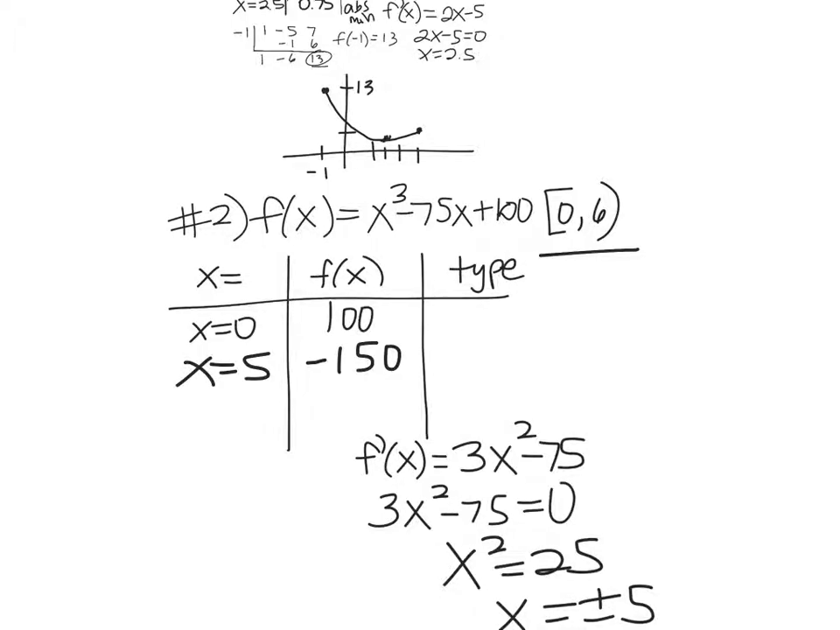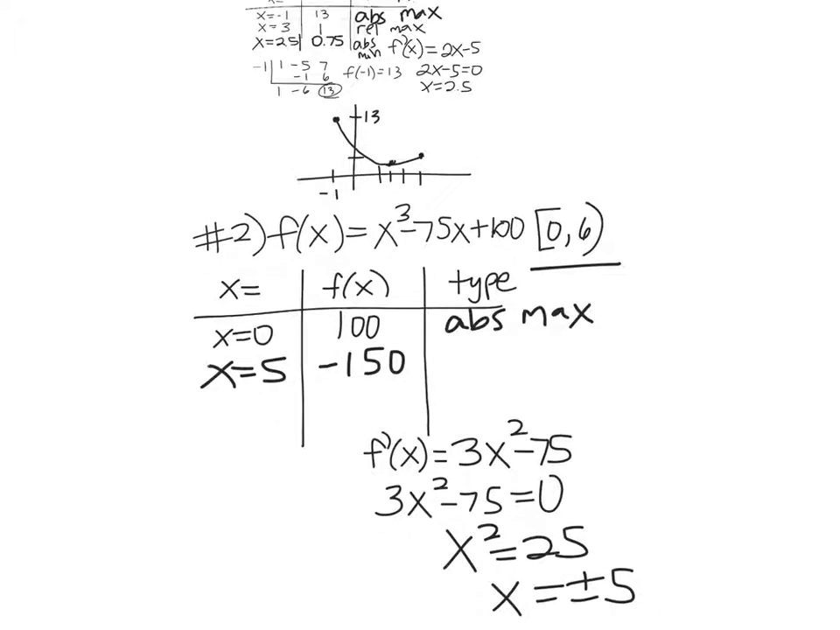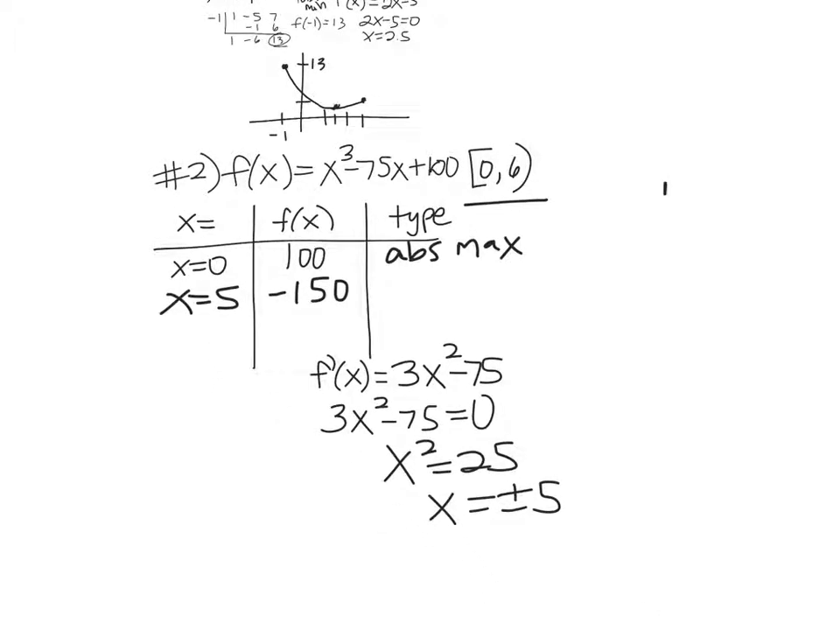Okay, so x equals 0. I mean, if you look at it, there's only 2 critical points here. That's going to be a what? Absolute maximum. Wait, they can't be absolute maximum. Well, let's see. 0, 100, that's the point. And then, but it's open. 5, negative 150. You know what? We'd have to kind of test 6 to see if it goes back up, huh?